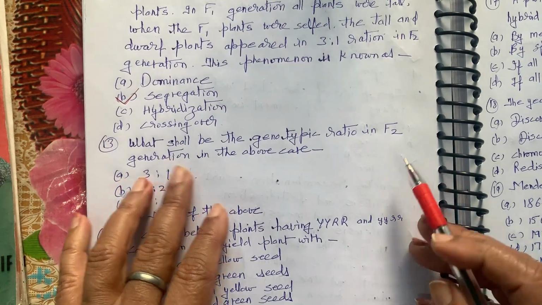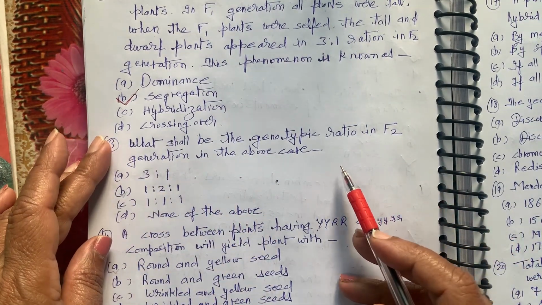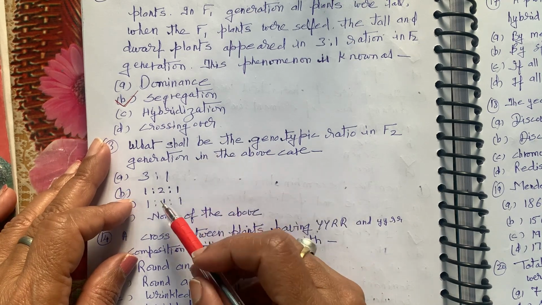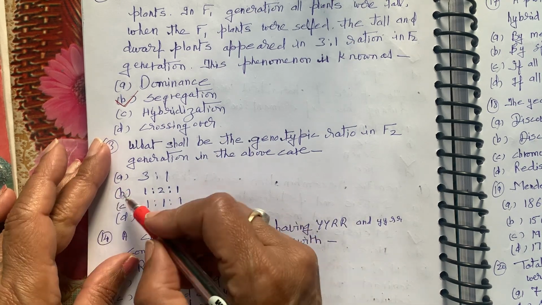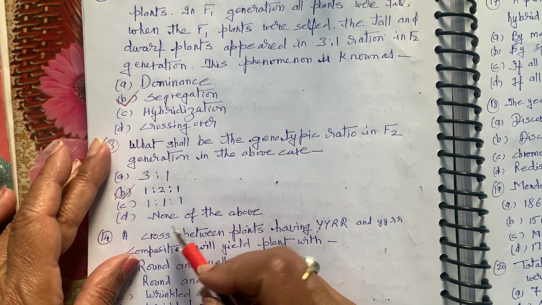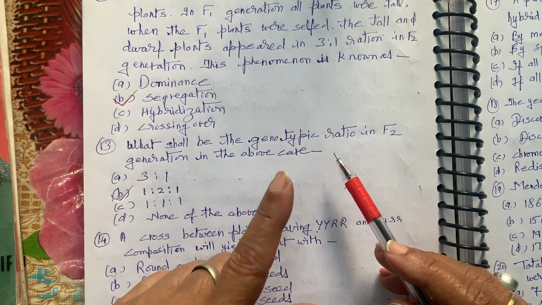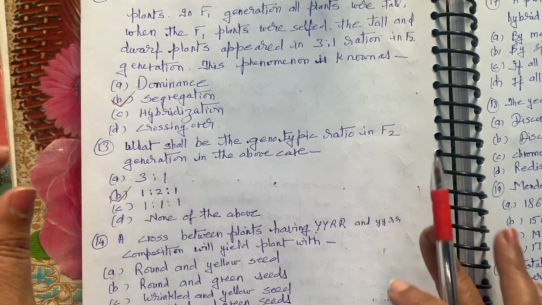What shall be the genotypic ratio in F2 generation in the above case? 3:1? No, 3:1 is the phenotypic ratio. 1:2:1, this is the genotypic ratio. 1:1:1, none of the above, no. This is the genotypic ratio, and if in case phenotypic is asked, then it will be 3:1.